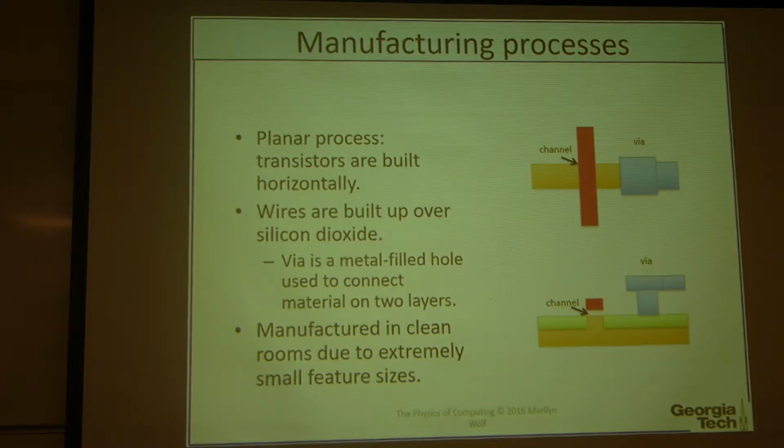So for the whole process scheme, since the transistors are built horizontally, it's called planar process. And we built it over the silicon, the wires are built over the silicon dioxide through the via or pores that I mentioned before. And then connect the material on 2 layers, like you can see here.